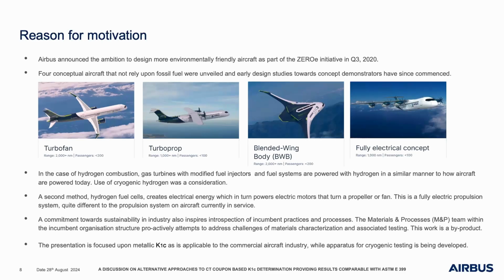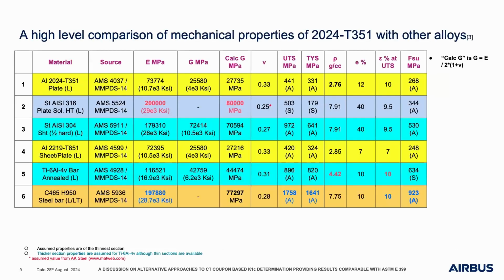There is a requirement to prove in production the quality of raw material that is produced. We will focus on K1C, however, in this presentation. So we'll use 2024 as our baseline because of its relevance and its easy access to data. In here, we've got some MMPDS data. MMPDS has generally been used as a basis for data because it is open source and it is an industrial frame of reference.